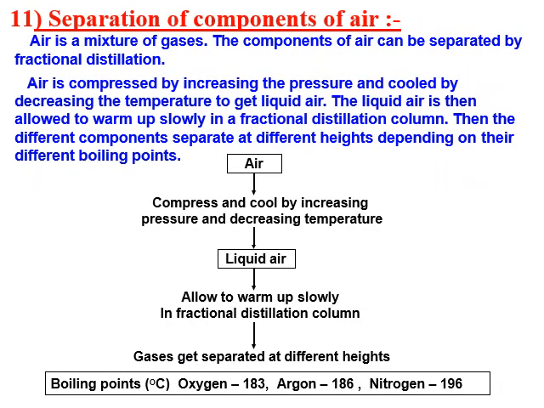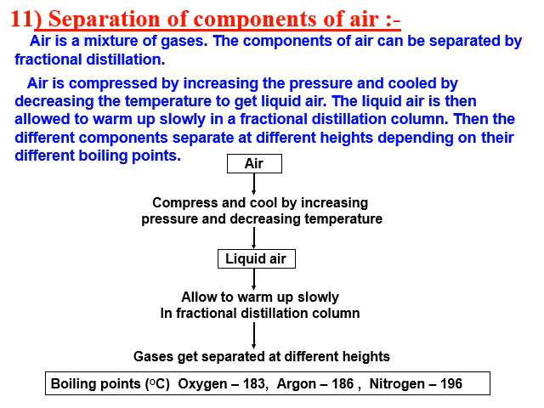Now, separation of components of air by fractional distillation technique. As we know, air is a mixture of different gases. So the components of air, or gases, can be separated by fractional distillation. What are the steps to be followed? Air is compressed by increasing the pressure. We pressurize the air and cool it, or decrease the temperature of the air, to get it into its liquid form. We are doing the liquefaction of the air.